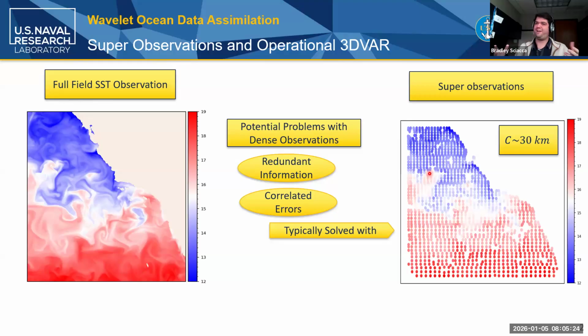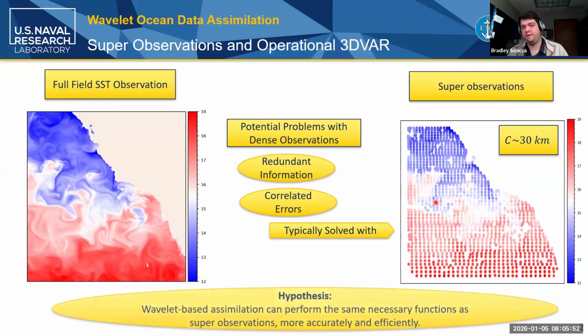What a super observation is essentially, you take a circle, this is simplifying it, of some radius. In this example here, that radius is 30 kilometers. You average everything within that radius, and you keep that centered average point. So you go from a field of about 1 million data points to something about 1,000. This leaves you correcting in your increment or in your analysis only large scale information. So you had a lot of small scale stuff that was here that's essentially filtered out here.